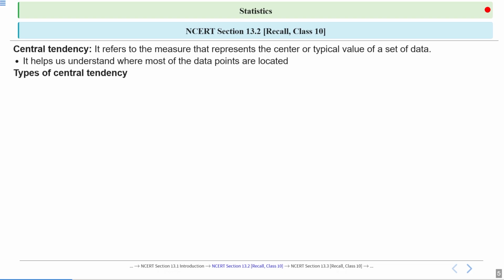Now, we will look at the different types of central tendency. The first type of central tendency is the mean. The next type is median. And the third type is mode. Later we will discuss more about mean, median, and mode.